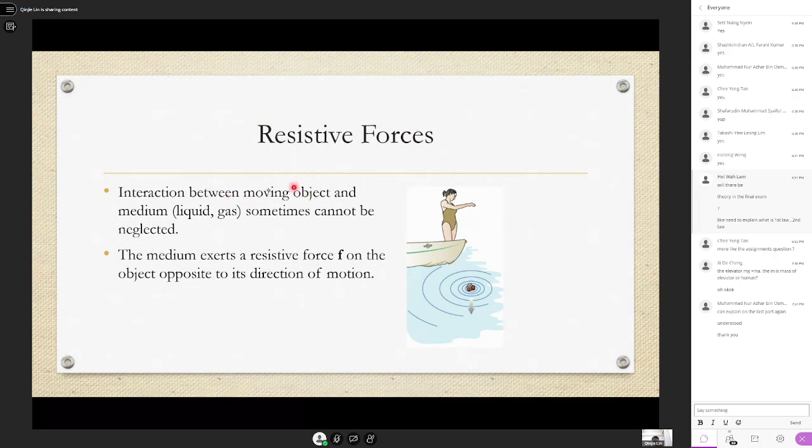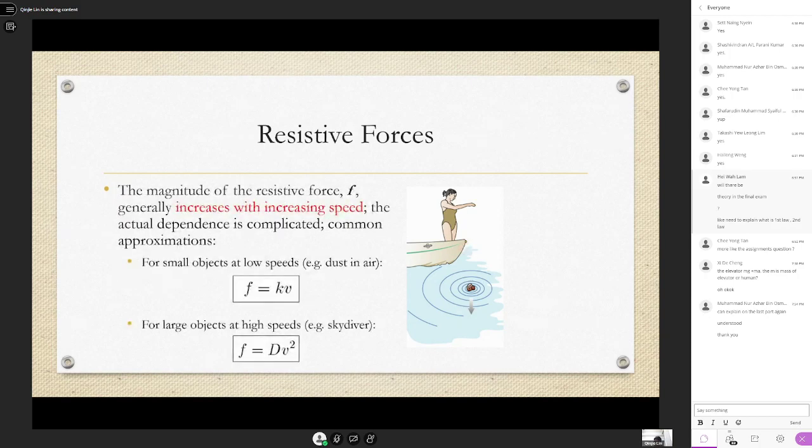So interaction between a moving object and a medium sometimes cannot be neglected. The medium exerts a resistive force F on the object opposite to its direction of motion. You can see from this statement that actually friction is also a resistive force. When you throw a rock into water, there will be a resistive force acting on the rock also, to try to slow down its motion.